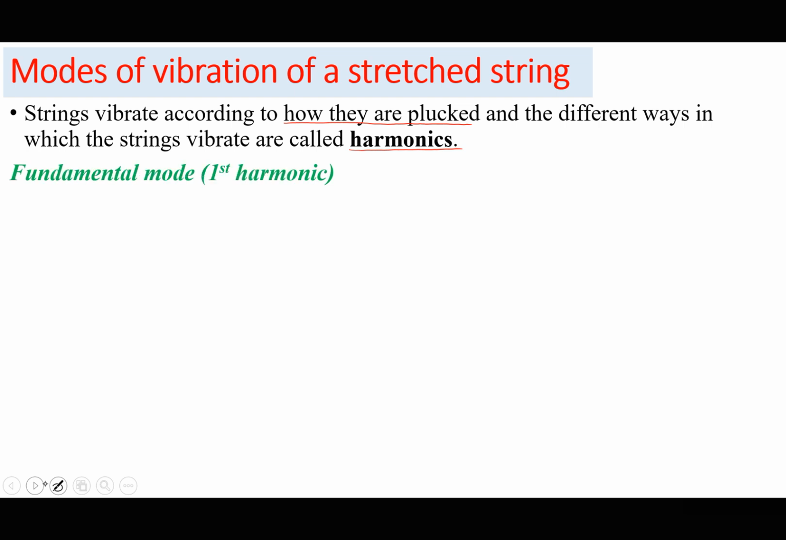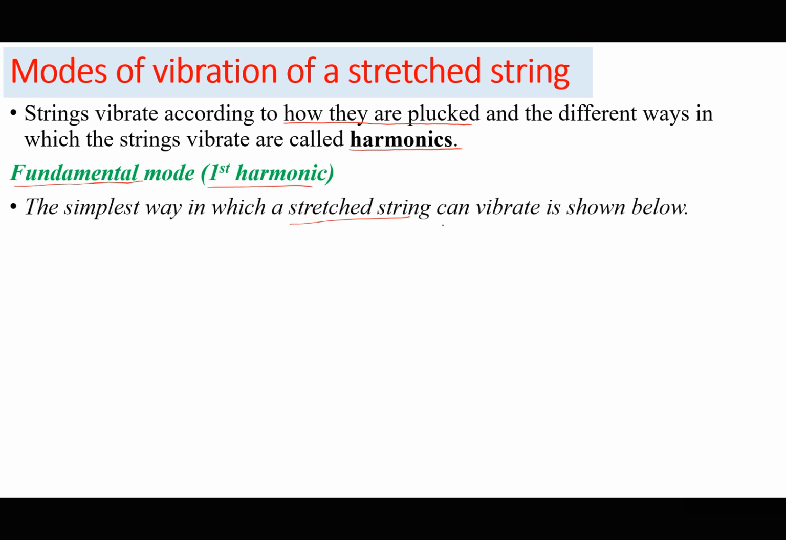We have the simplest way a string vibrates. We are going to call it the fundamental mode of vibration, fundamental, basic, and we shall always call it the first harmonic. The word harmonic in this case is referring to the different ways in which the string or the material is going to vibrate when plucked. The first harmonic, which is the fundamental, is the simplest way in which a stretched string can vibrate, and we are going to see this later on. So this is what we call the fundamental mode of vibration of a material, the simplest way in which the material can vibrate. That is the fundamental mode, or we can call it the first harmonic.